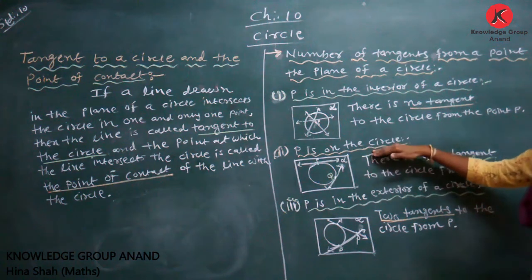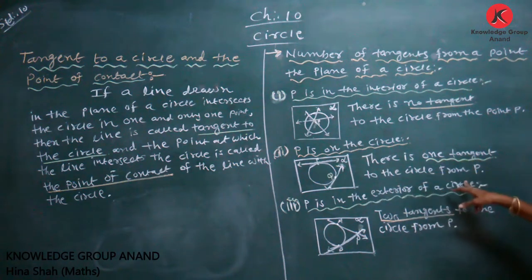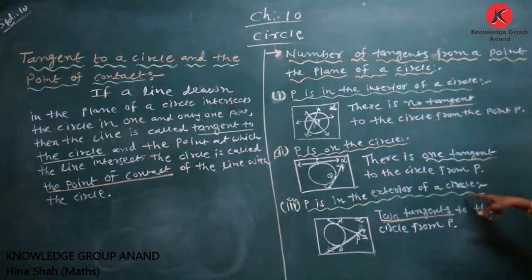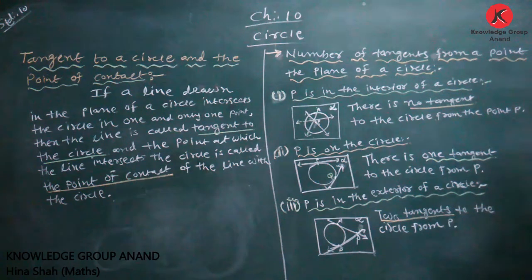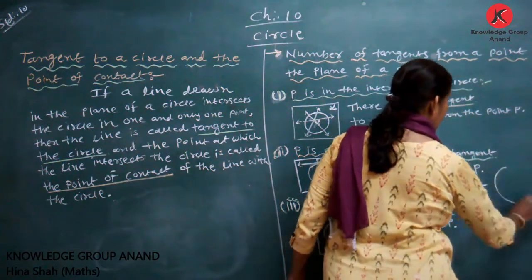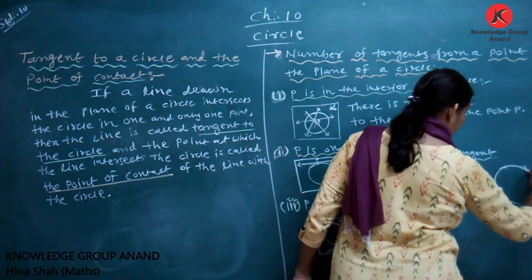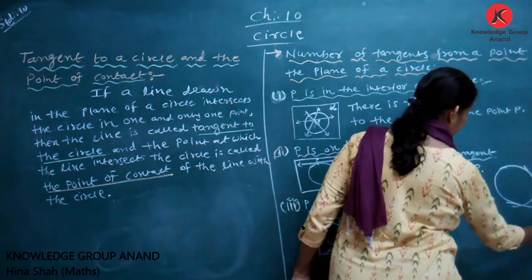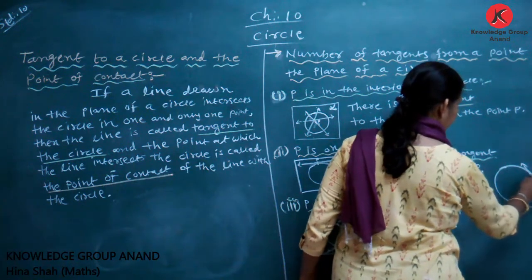P is on the circle. There is only one tangent to the circle from P. And P is in the exterior of a circle. There are two tangents to the circle from P. Like this, suppose it is a circle. Point Q is here. Then we can draw only two tangents from this. How many tangents? Two tangents.